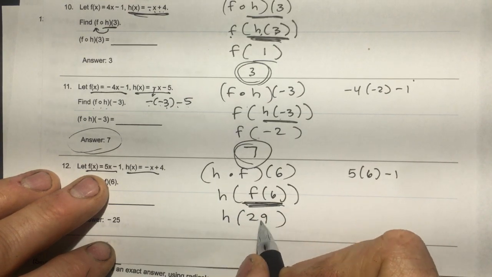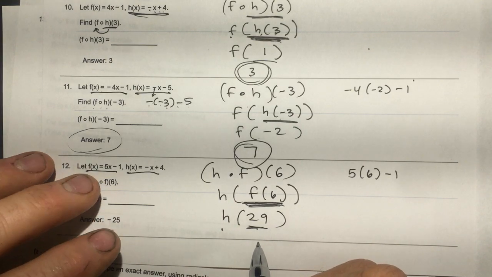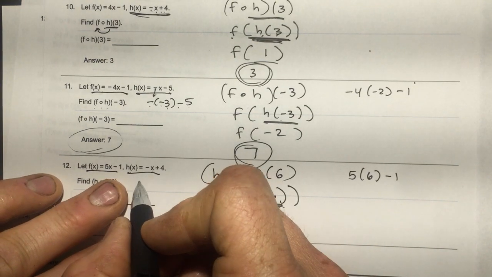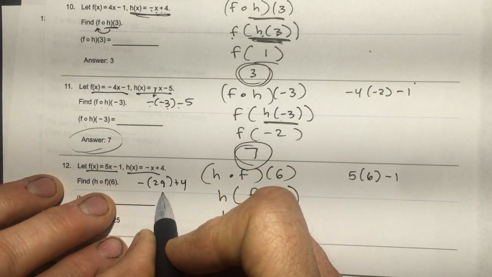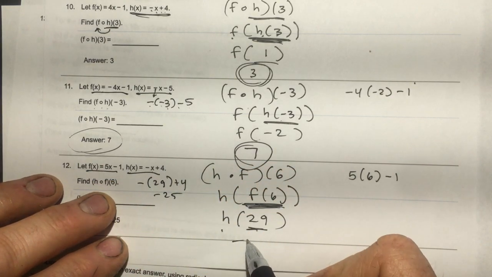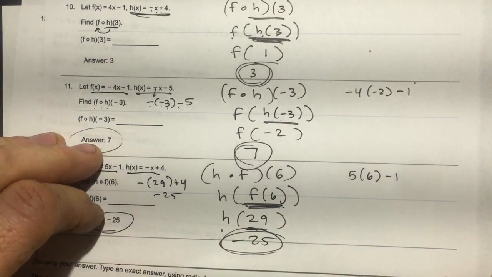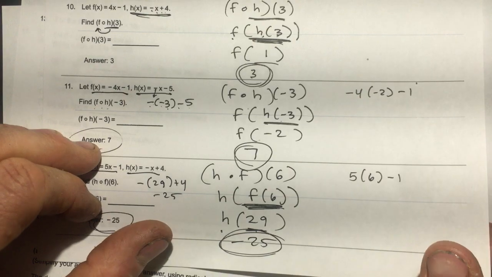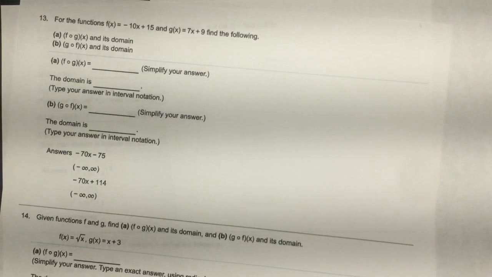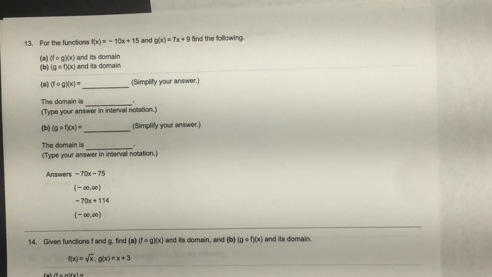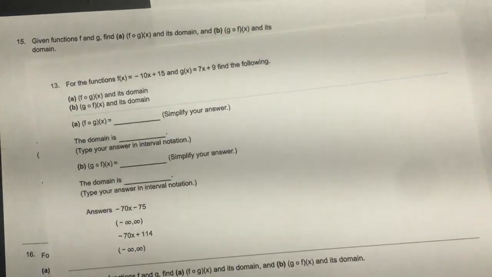All right, so this is 29. Now I'm doing h of this answer. I'm going to put 29 in the h function, which means I've got negative 29 plus 4, which is negative 25. And that's my answer right there. You can look at these and maybe rewind and watch it again to help you understand it. We've only got like 4 more.